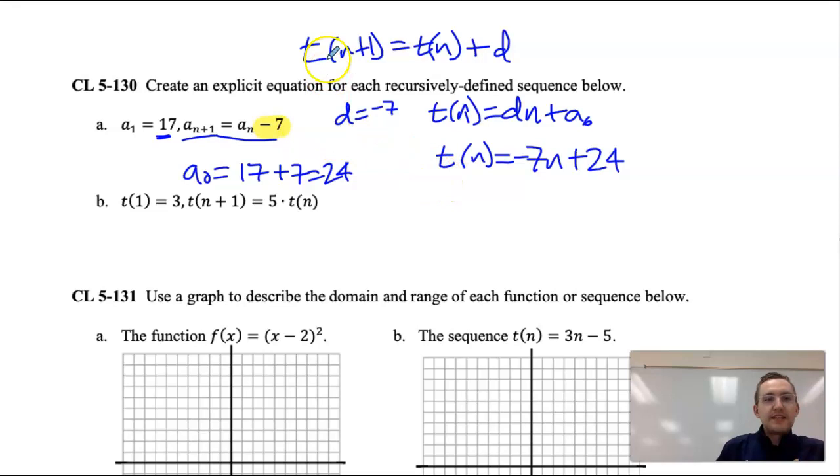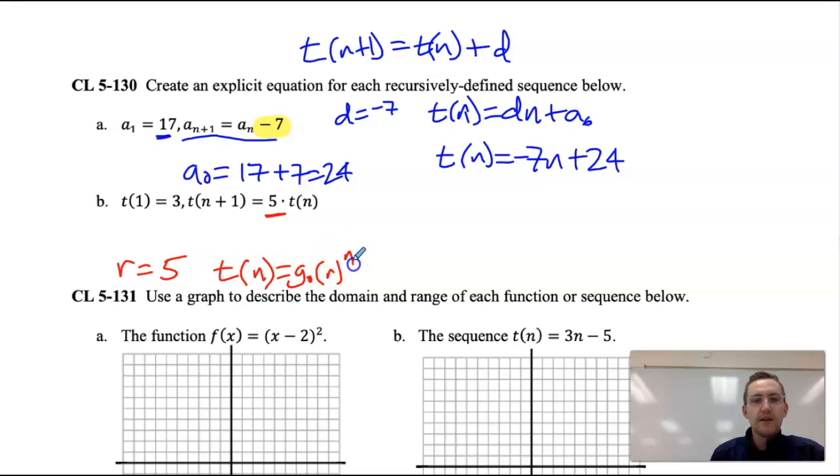Awesome. Now we're going to do the exact same thing for B, but in this case we've got geometric. And I know it's geometric because our recursive equation is 5 times t of n. So like it says in our toolkit, that 5 is our rate, or that multiplier. So we know r is 5. Our general equation of an explicit geometric sequence is t of n is equal to g sub 0 times r to the n. So we've got r, we have to find g sub 0, the initial term of our sequence at n is equal to 0.